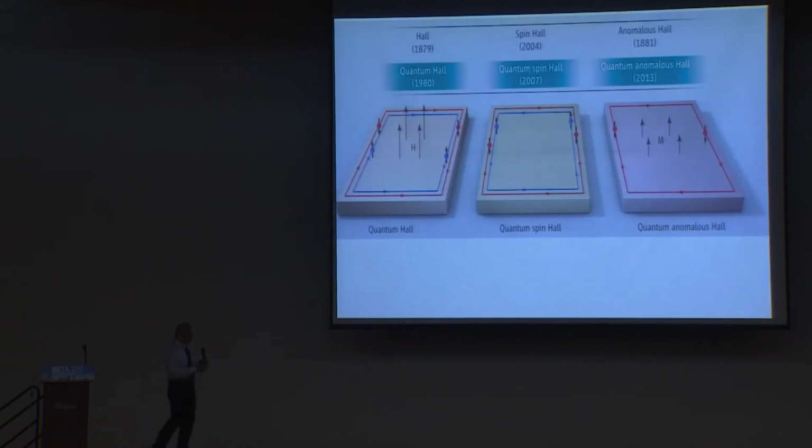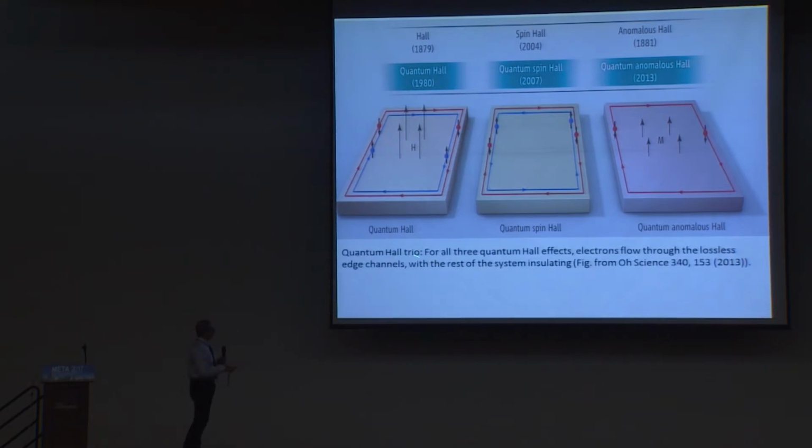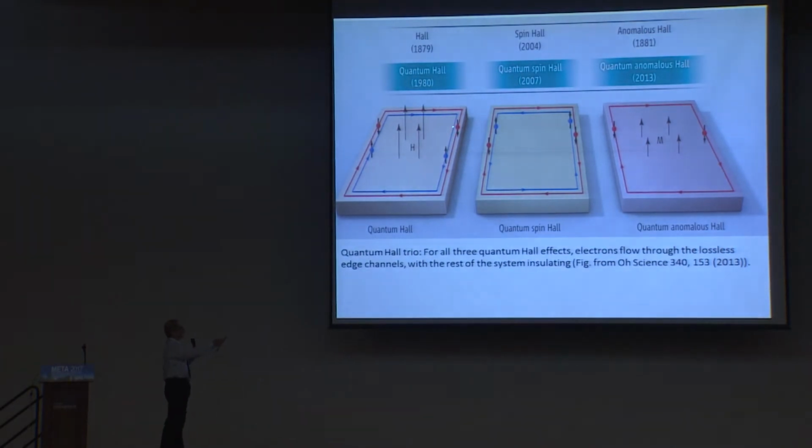So here we have, for all quantum Hall effects, the electrons flow through these edges, these lossless edge channels, with the rest of the system being insulating. And in the standard quantum Hall effect, the spin up or down, they go in the same direction. In the quantum spin Hall effect, spin up or down, they go in opposite directions.